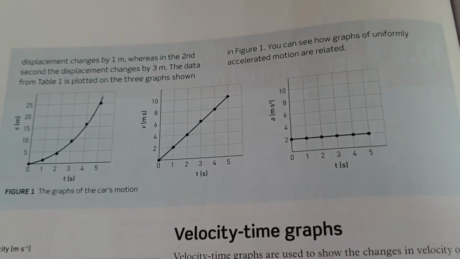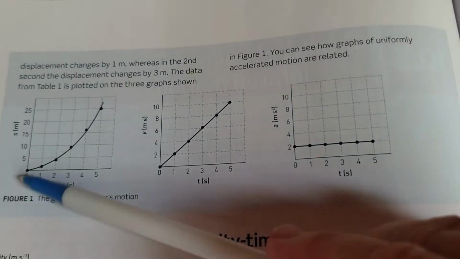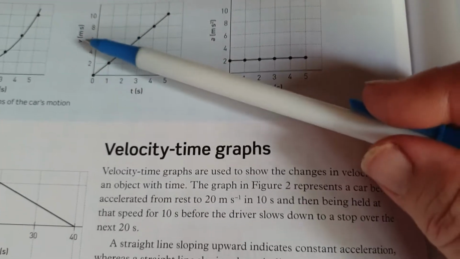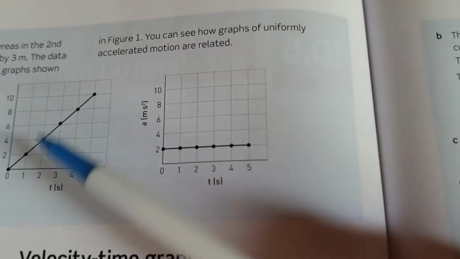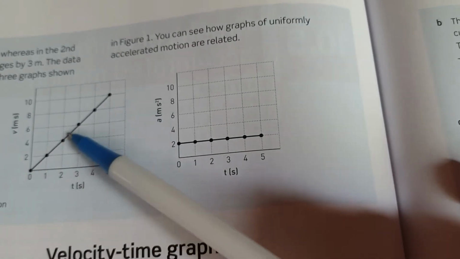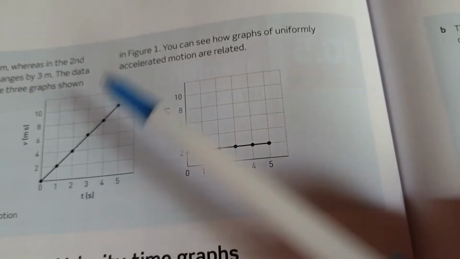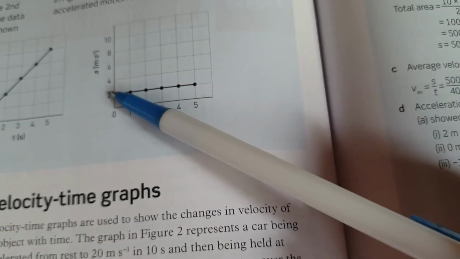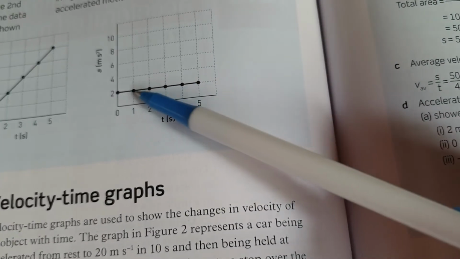So the distance it travels is getting bigger and bigger, and it's getting bigger and bigger in this constant kind of smooth curve. If we look at a velocity time graph with uniform acceleration, it's going to be a straight line. Remember, the slope can be found. That will give us acceleration here. And an acceleration time graph with a constant or uniform acceleration will just be a straight line horizontally.